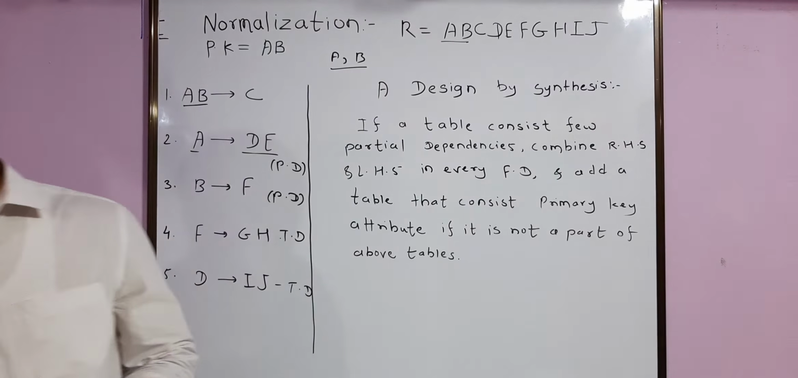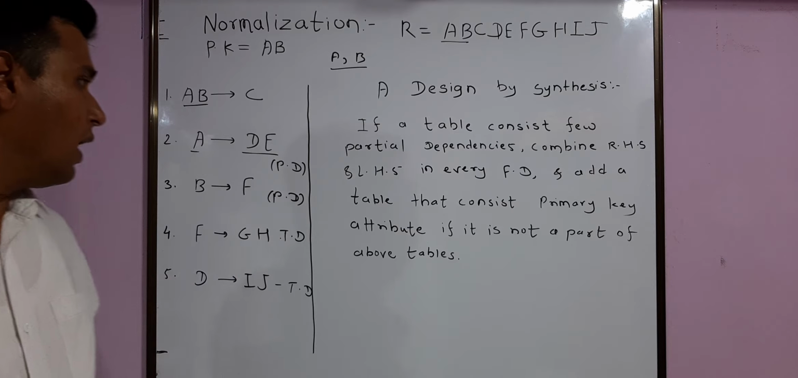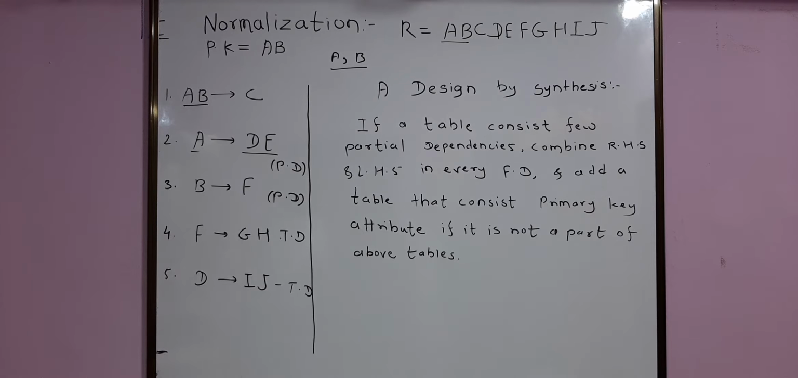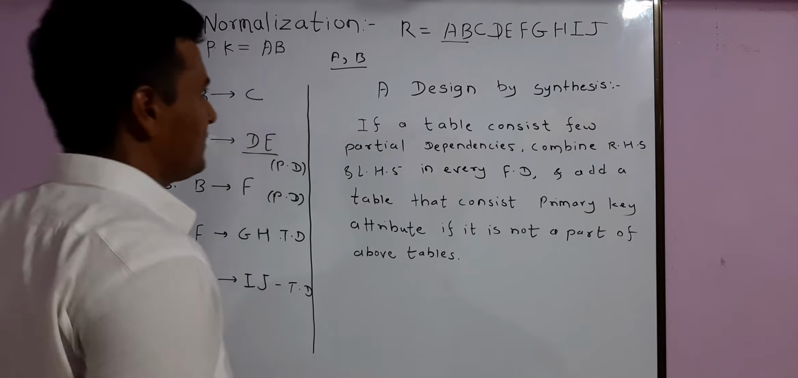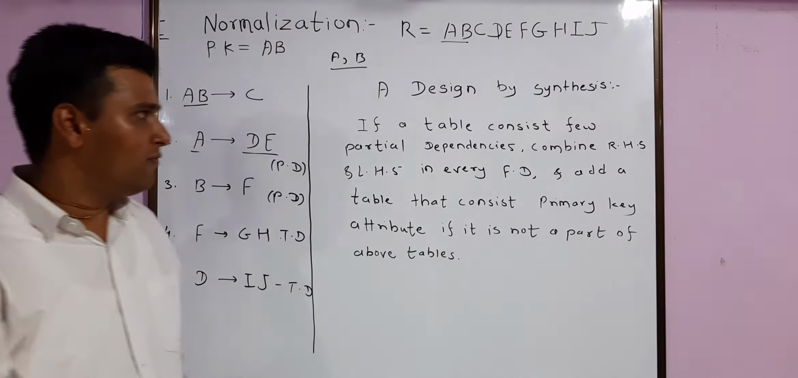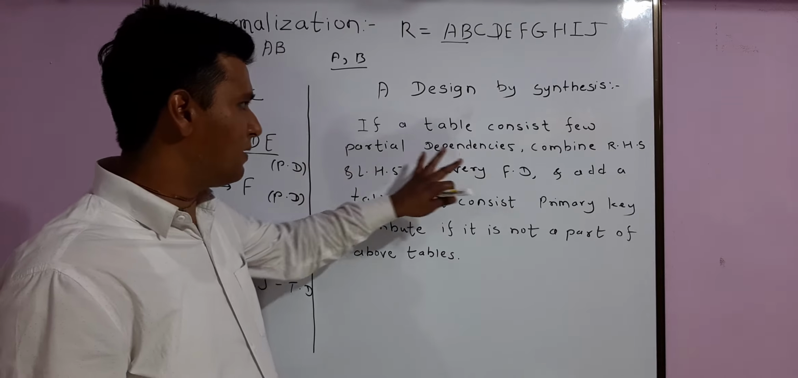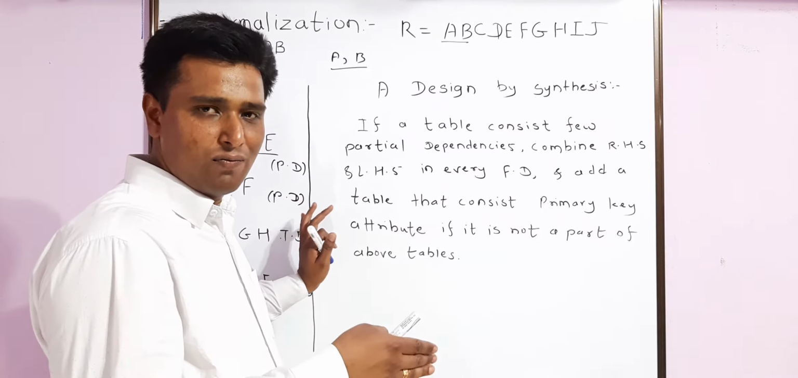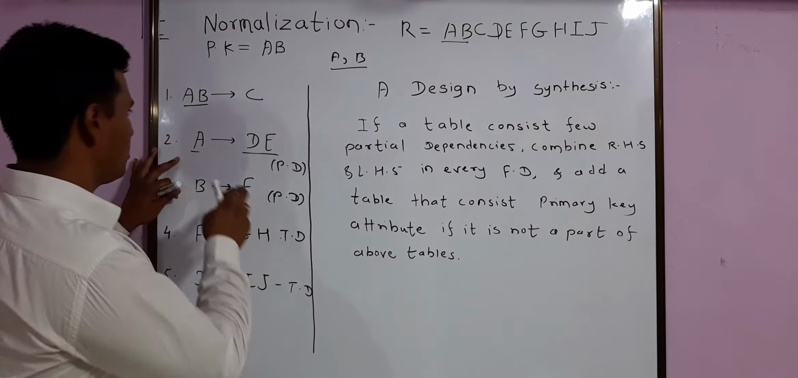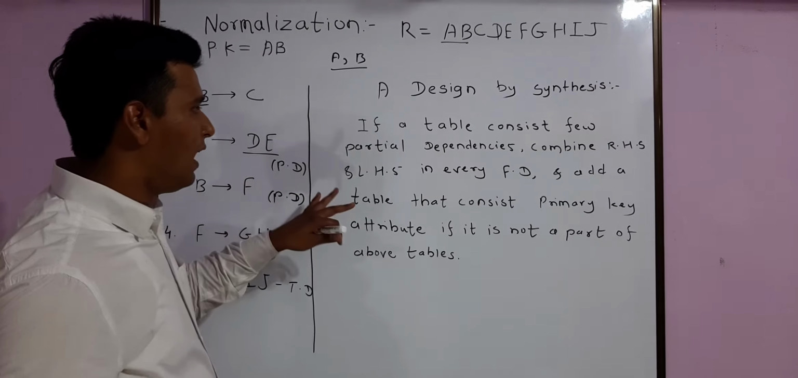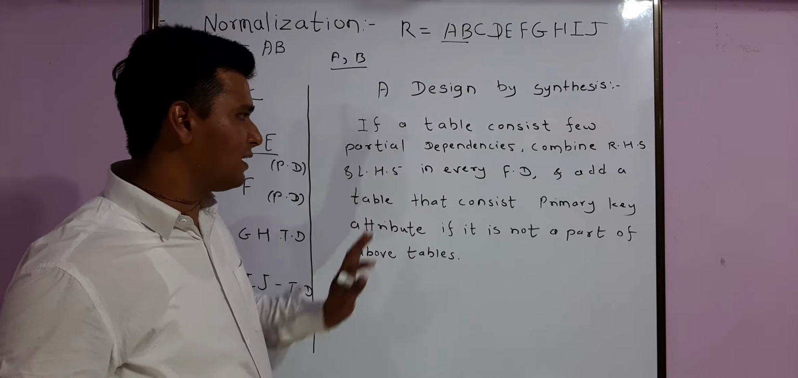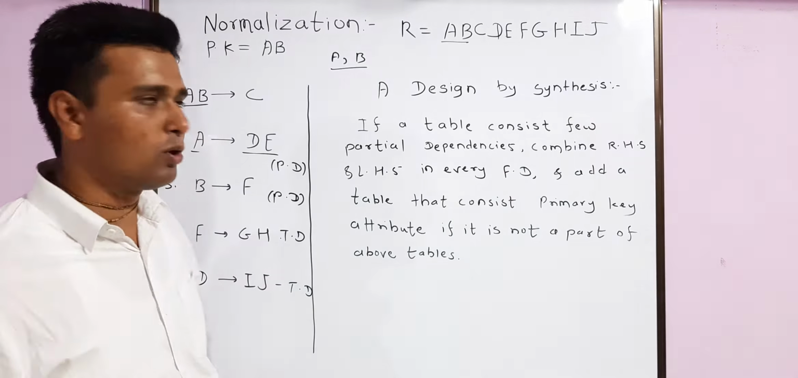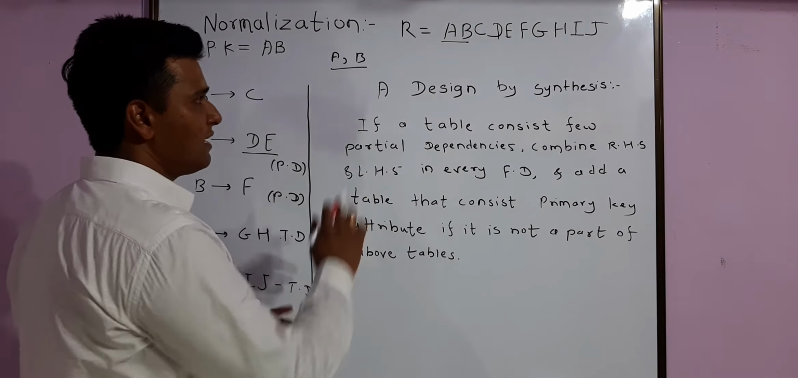Now understanding 3NF. You can see here design by synthesis. What is design by synthesis? If a table consists of partial dependencies, combine the LHS and RHS of each functional dependency. Let's say this is one of the functional dependencies. We can combine it into a table, and add a table that consists of the primary key attributes if they are not part of the above tables. This is very important, design by synthesis.